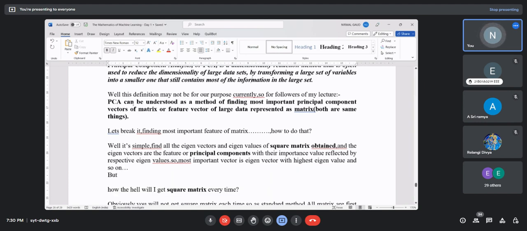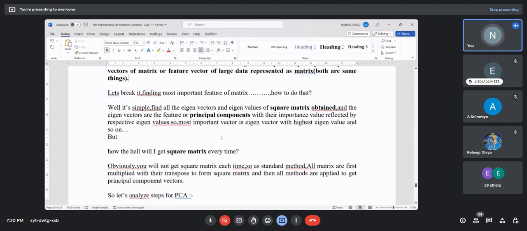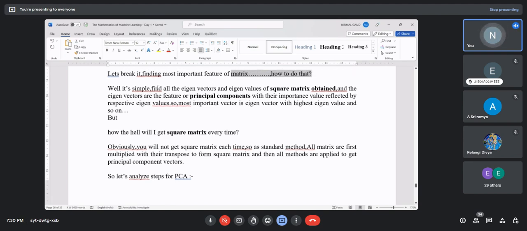As per the definition, it's a method of finding the most important principal components, or the feature vectors, of large data as a matrix. So how to do that? The question is, sir, how are we going to do that? See, we need to find all the eigenvectors and all the eigenvalues of the square matrix obtained, and take the eigenvectors as features of principal components, with the importance reflected by the respective eigenvalues.